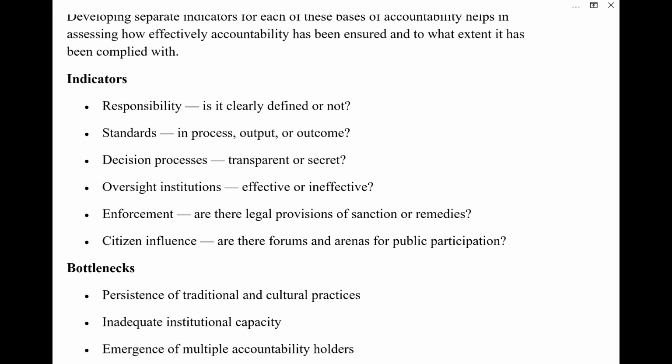In the part of responsibility, whether the responsibility is clearly defined or not, that could be measured. In the part of standard, how is the process, output, and outcome, that could be measured. In decision process, is it transparent or secret, that should be measured. In the part of oversight institution, are they effective or ineffective, that should be measured. In the part of enforcement, are there legal provisions of sanction or remedies, that should be measured. And in the part of citizen influence, are there forums and arenas of public participation, that should be measured.